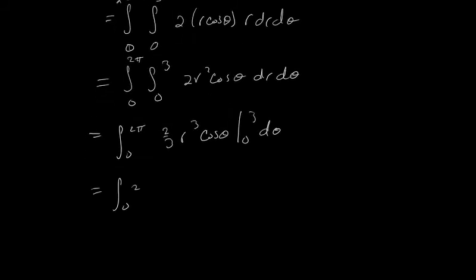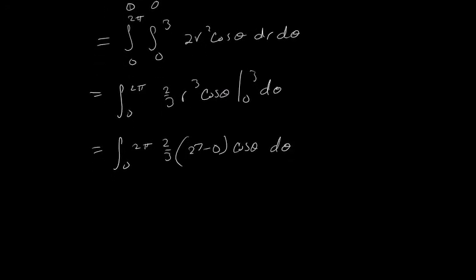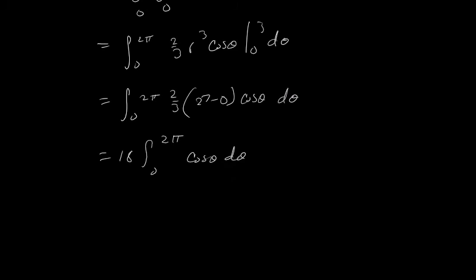Okay, so that's the integral from 0 to 2 pi of 2/3 times 3 cubed is 27 minus 0 cubed is 0 times cosine of theta integrated with respect to theta. So 27 divided by 3 is 9, so this is going to be 18 times the integral from 0 to 2 pi of cosine of theta d theta, so that's going to be sine theta. So 16 sine theta evaluated from 0 to 2 pi.